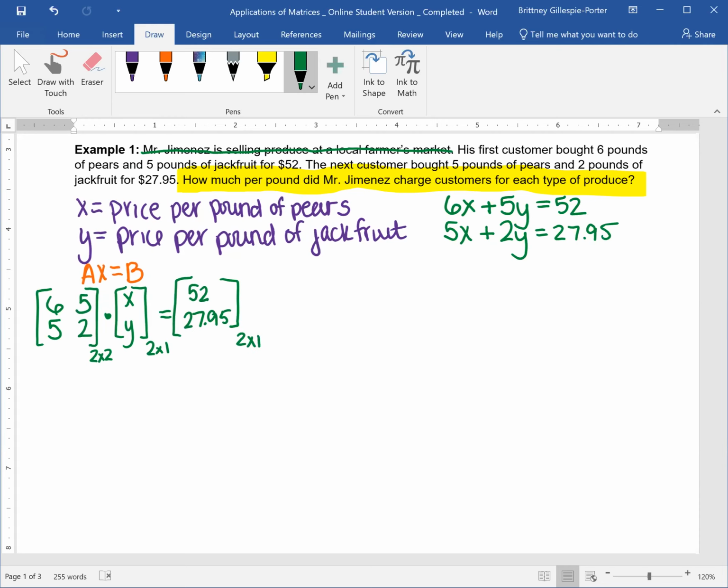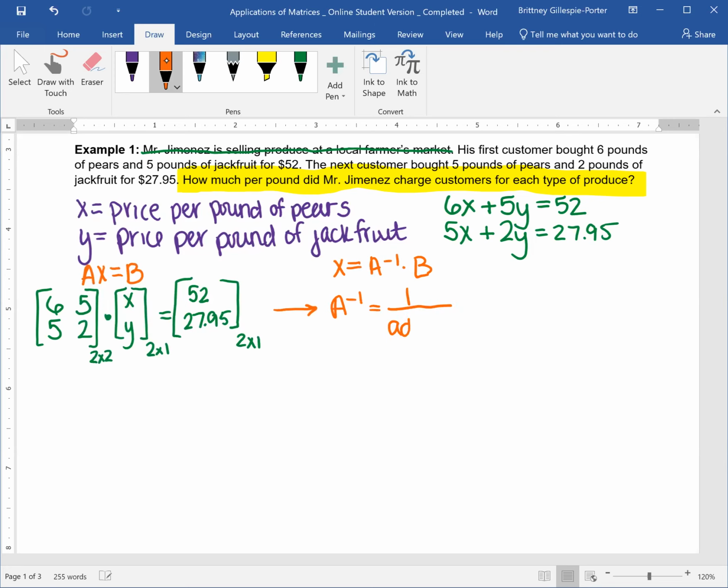Because we are solving this by hand, and we know that X is equal to A inverse times B, we need to find A inverse. Remember that A inverse is equal to 1 all over AD minus BC times our crazy matrix where D and A flip-flop and we negate on the backswing. Remember, little a, little b, little c, little d.